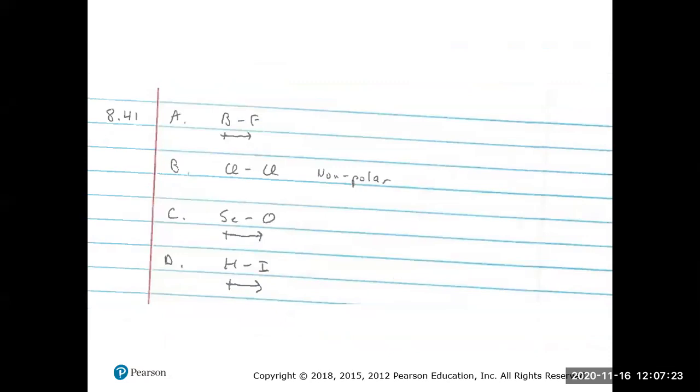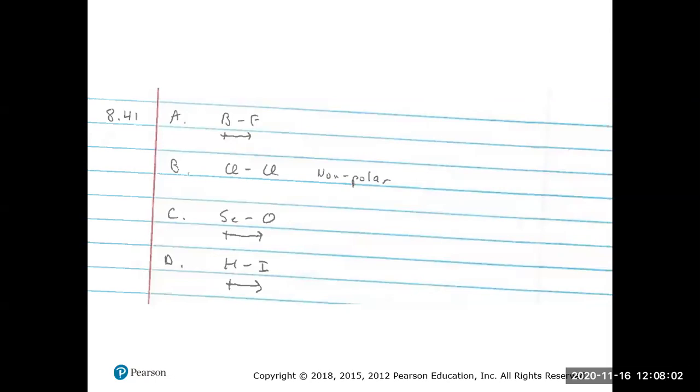Let's look at 8.41. So we're being asked, are these bonds polar or not? Remember, we say a bond is polar if there's an electronegativity difference between the 2 atoms. So in the first one, BF, we know fluorine is the most electronegative element. We know that from, once again, that upper right-hand corner in the electronegativity table. And the way we draw that is we have the arrow pointing towards the more electronegative element, and then the little plus end being the less electronegative.